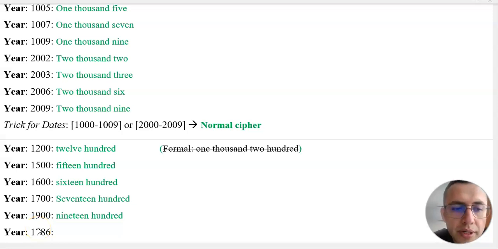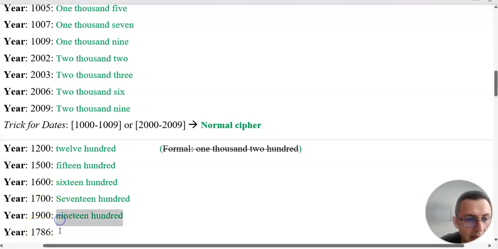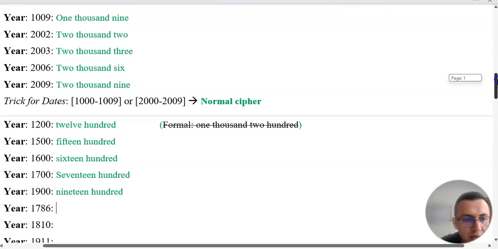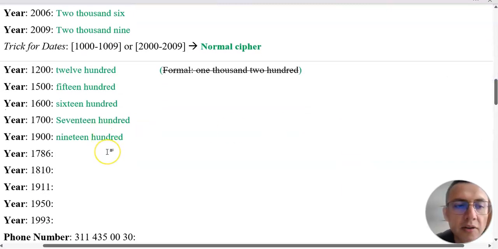Now we continue with part number 2. In this group of years, remember, we use the number 12, 15, 16, 17, or 19 plus the word 100 when we have the final two zeros, okay? Now, let's go with this next set of years.